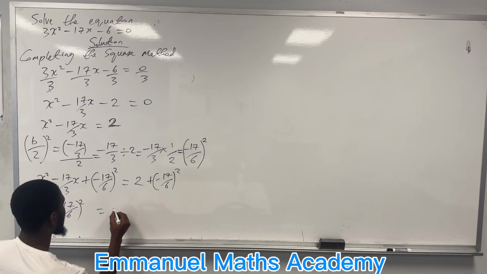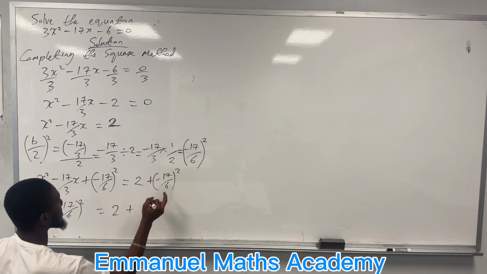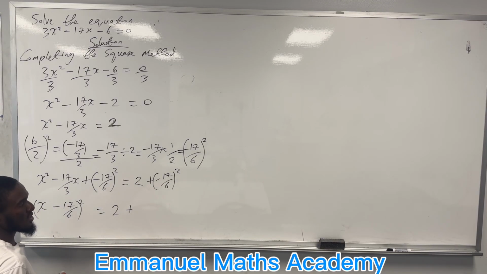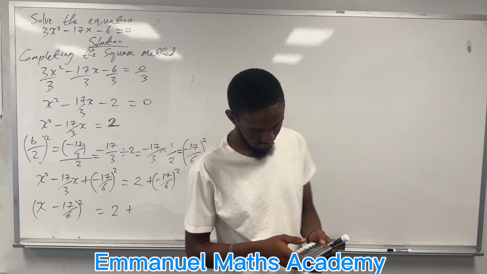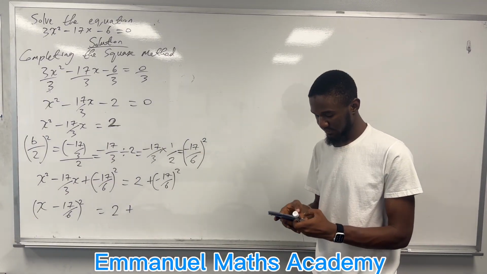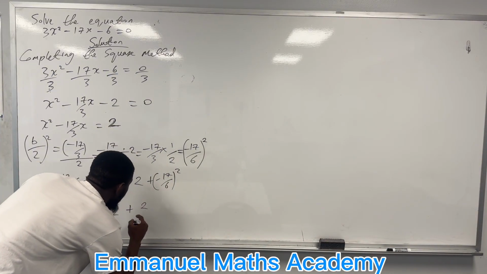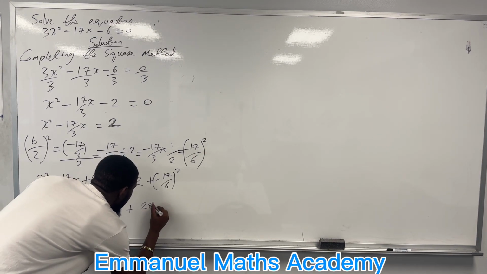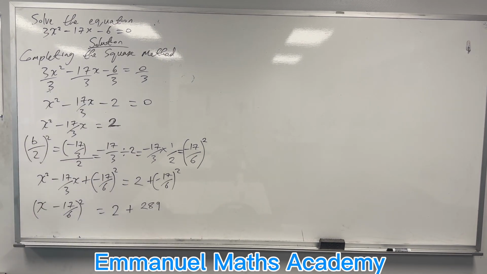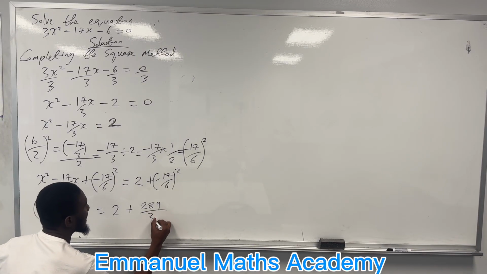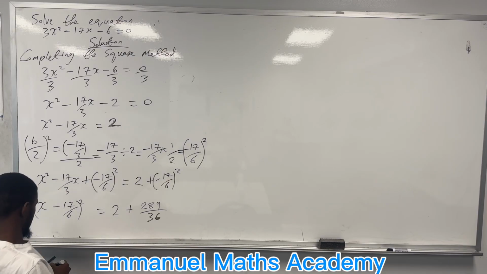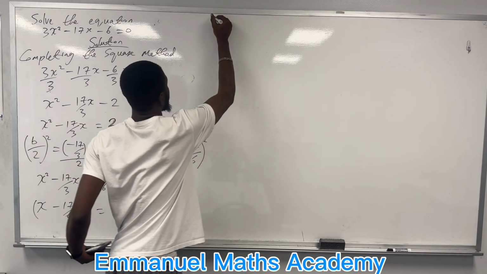Now expand this further to have 2 plus 17 raised to the power 2. 17 times 17 gives you 289, over 36. Minus times minus will give you plus. Hence, we simplify further.